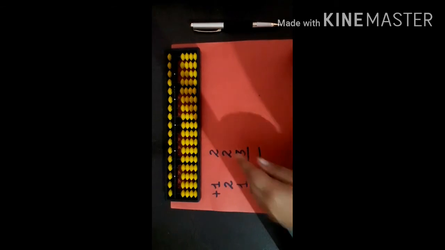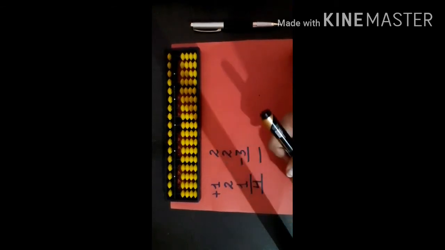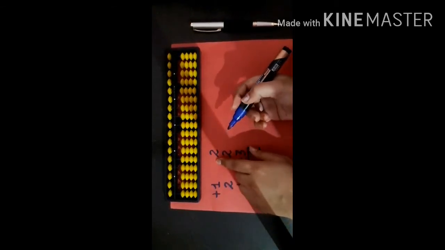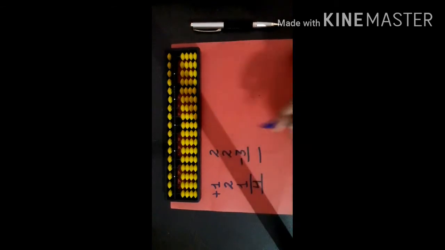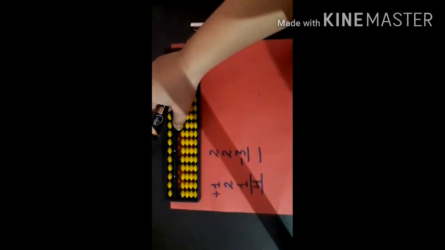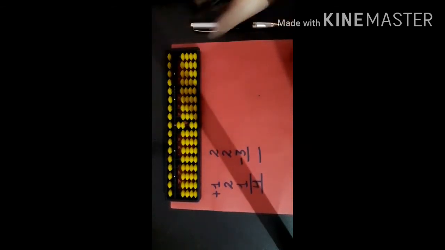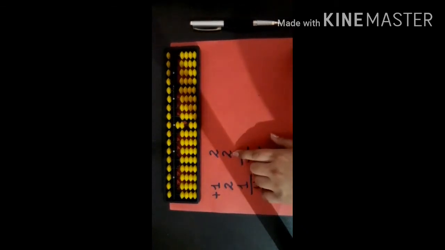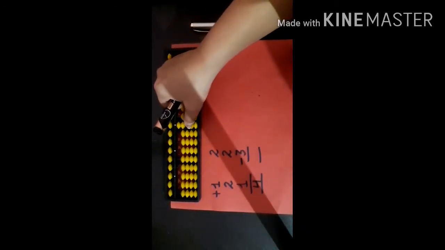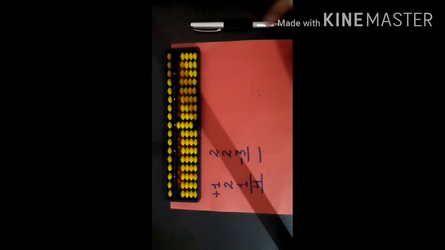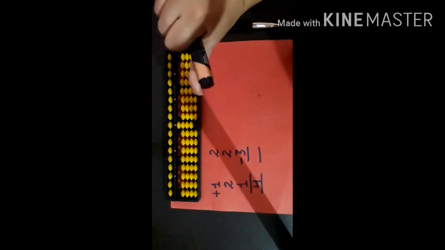See, the first number is 2. In front of 2 no sign is there, means you have to add 2. Add 2. 1, 2. Then again you have to add 2. 1, 2. For add you have to do up.